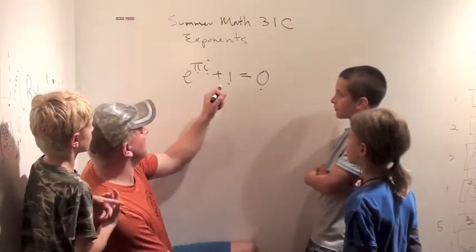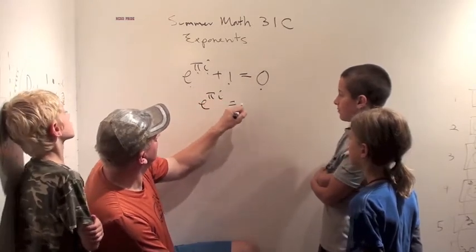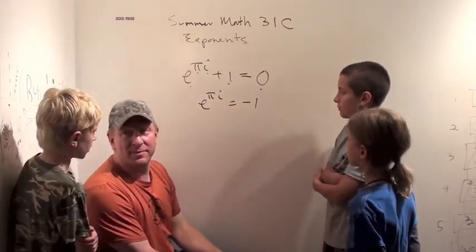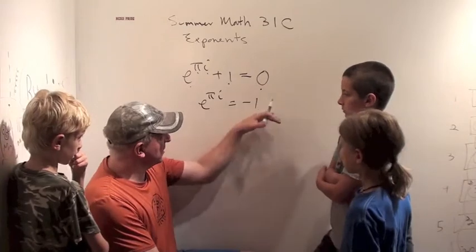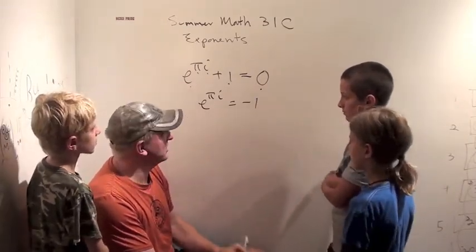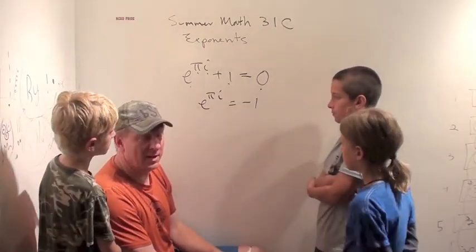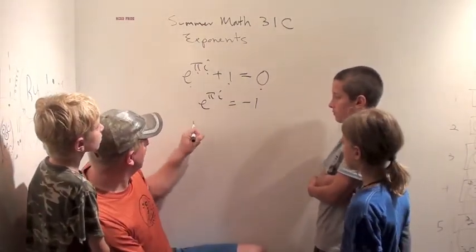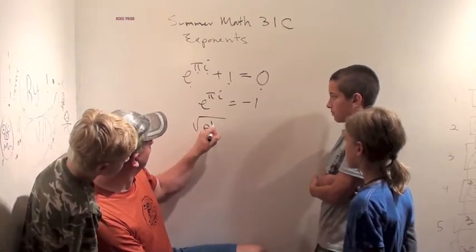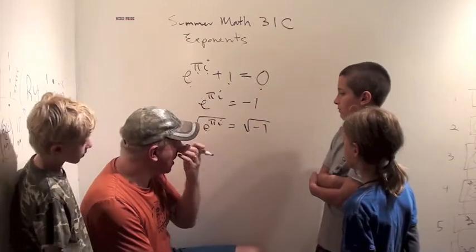But we can rearrange this equation. This is the same thing as saying e to the pi i equals minus 1, right? Now these two things are equal, so if what we've learned in math is true, if we do the same thing to both sides of the equation, it still should be equal. I'm going to take the square root of both sides. The square root of e to the pi i, whatever that is, should be equal to the square root of minus 1, which equals i.